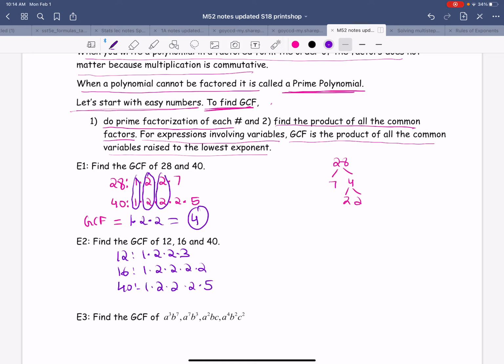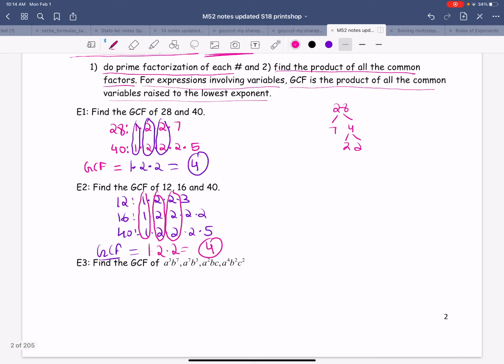Now it is time to write the GCF. And we just talked about the GCF being a product of all the common factors. I see a 1 is common, a 2 is common, another 2 is common. So 1 times 2 times 2. Again, the GCF is 4 for 12, 16, and 40. That means the greatest common factor of 12, 16, and 40 is 4.